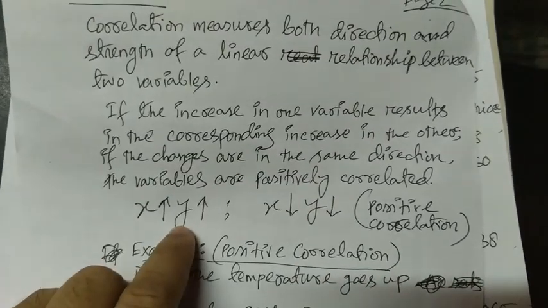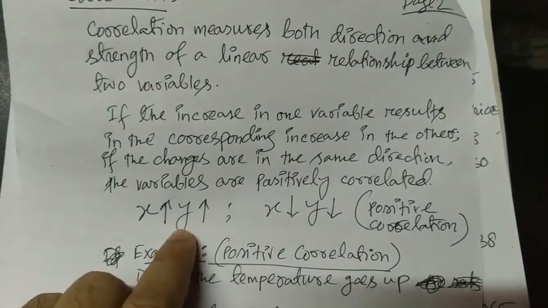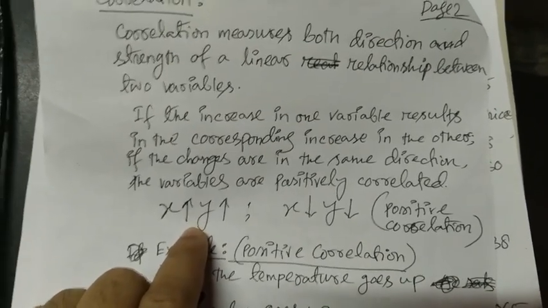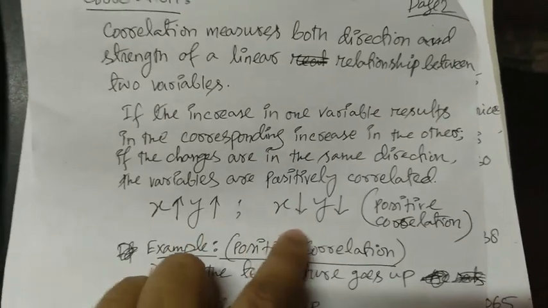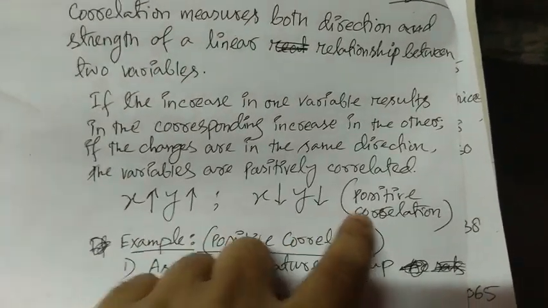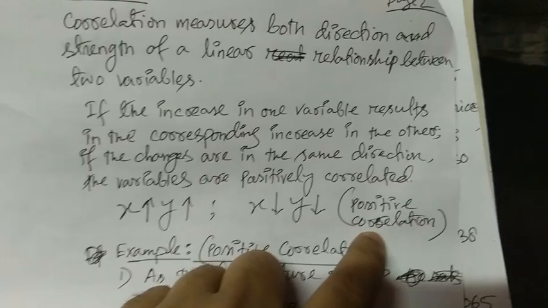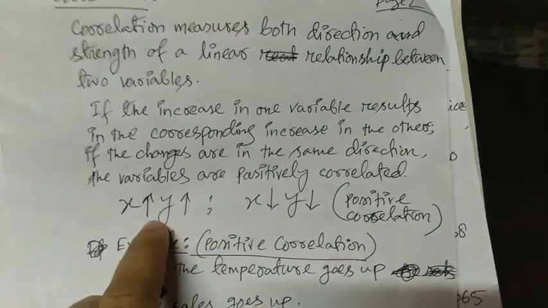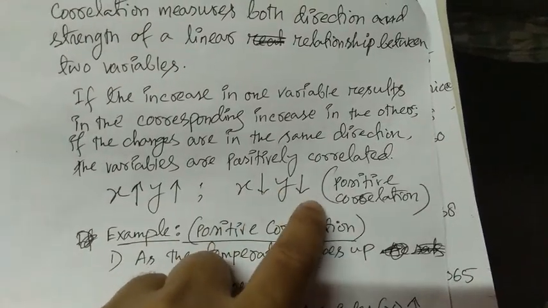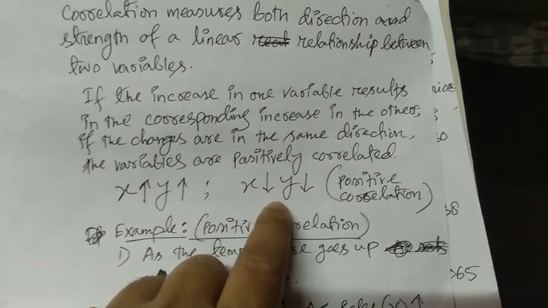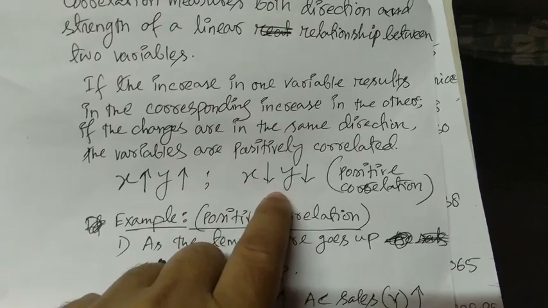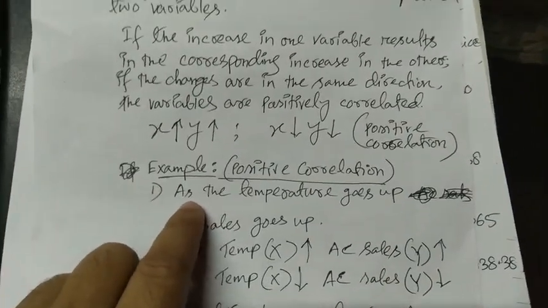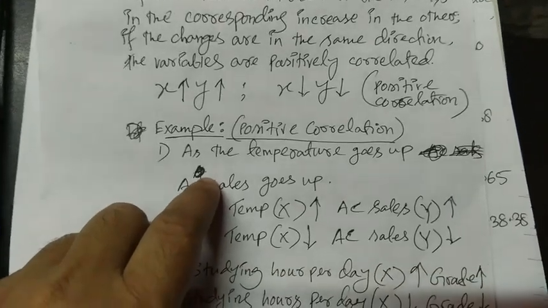Like covariance, if correlation is positive, then if x goes up, y will also go up. If x goes down, y will also go down. Positive correlation means both variables will move in the same direction. If one goes up, the other will also go up. If one goes down, the other variable will also go down.